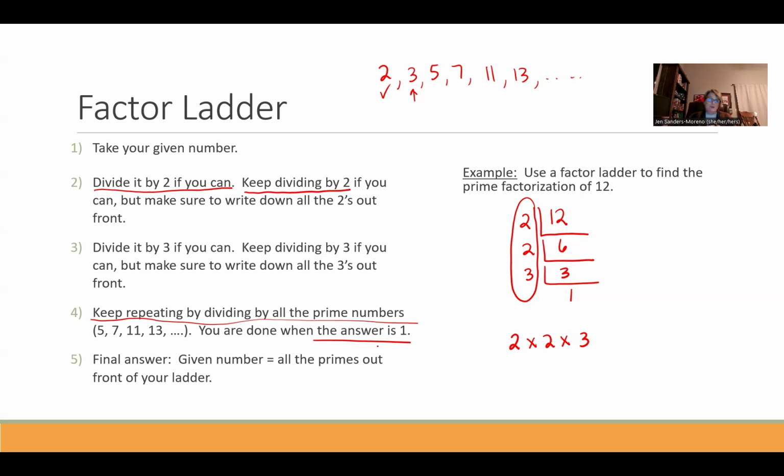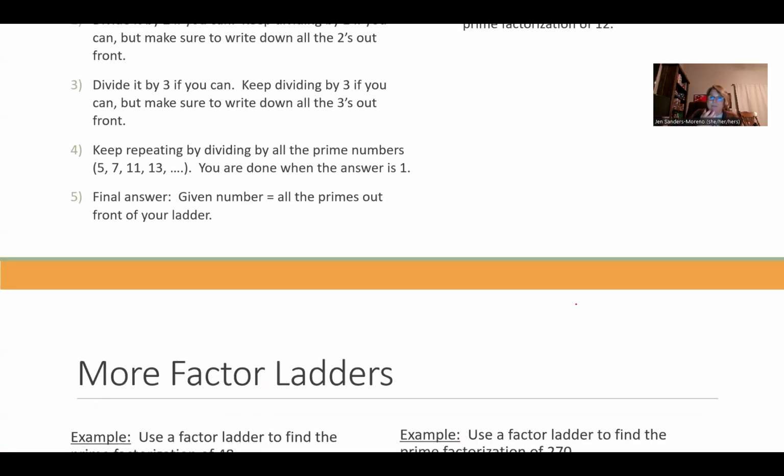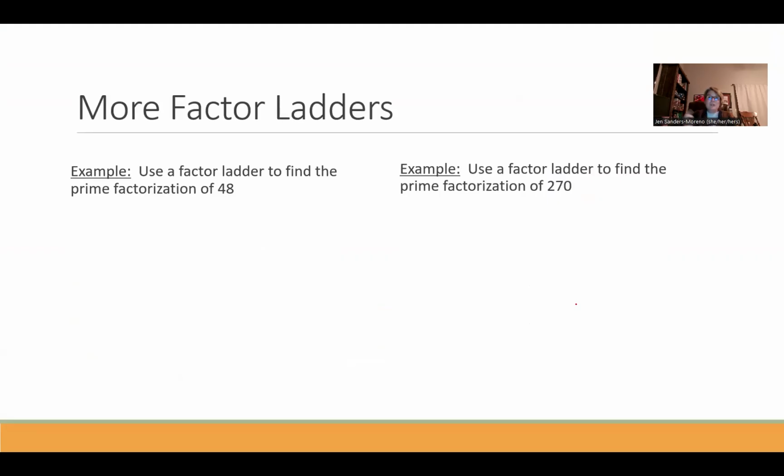So we're going to divide by two until we can't anymore. Then we'll divide by three until we can't anymore. Then we'll divide by 5, 7, 11. You keep going until I just have one on the end. Okay, so let's try it with 48. So I'm going to start by dividing it by two. And if I can divide by two again, do it. And if I can again, do it.